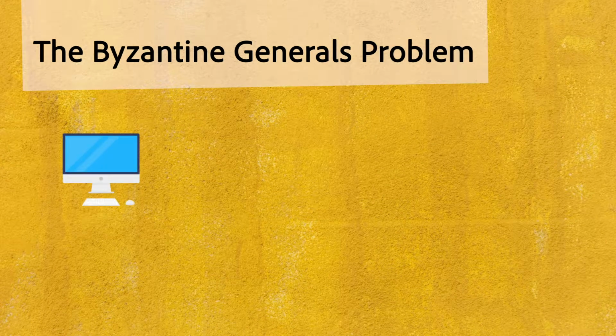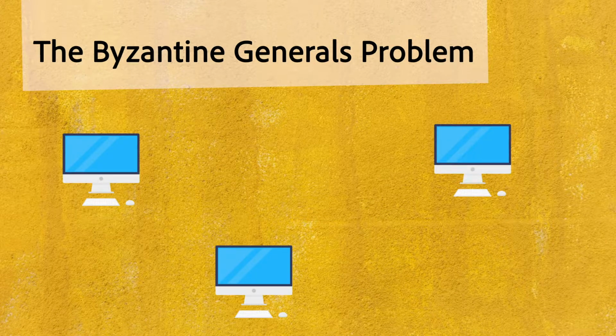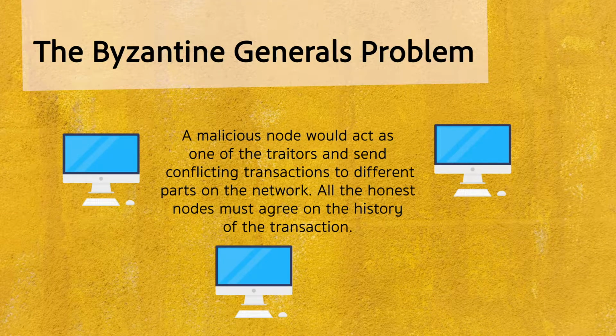In blockchain, each node counts as a general. A malicious node would act as one of the traitors and send conflicting transactions to different parts of the network. All the honest nodes must agree on the history of the transaction, no matter what a malicious node says.